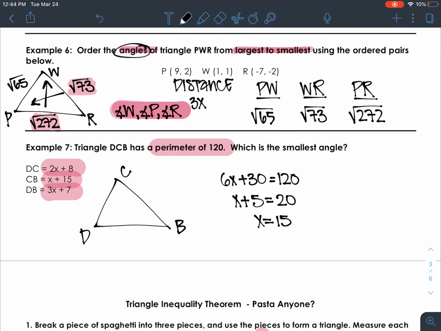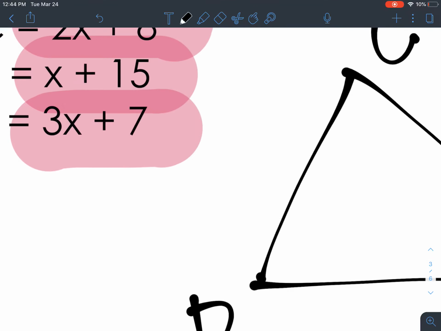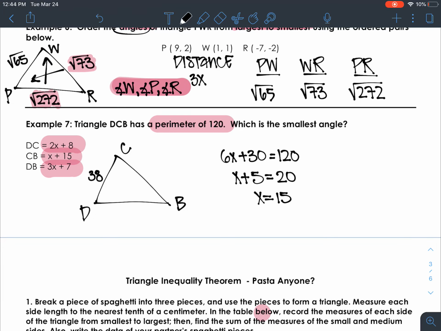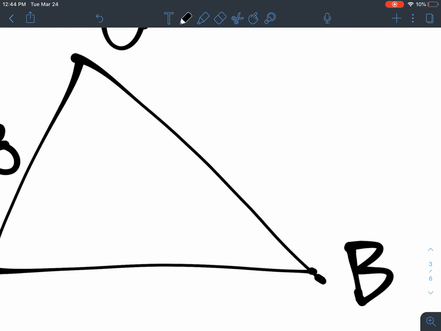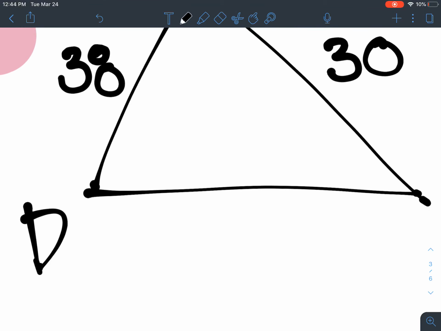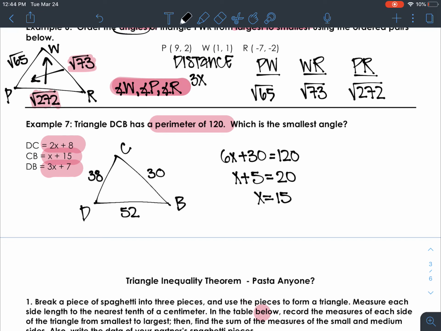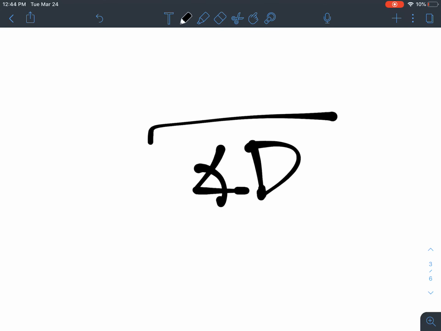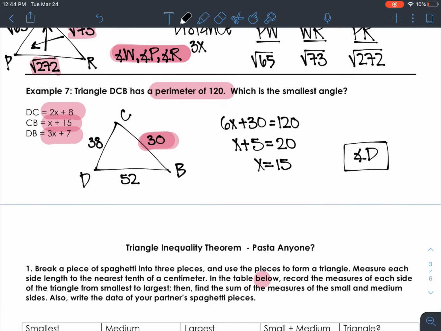So I'm going to do 2 times 15 plus 8 to get DC has a side length of 38. I'm going to do 15 plus 15 for CB to get the side length of 30. And then for the last one, I'm going to do 3 times 15 plus 7, which is going to be 52. And what the question is asking us is just what's the smallest angle. So we know that the smallest angle is going to be across from the smallest side. 30 is my smallest side, which means that angle D is my smallest angle. All right, I'm going to pause there, and we have one more concept to come back to.